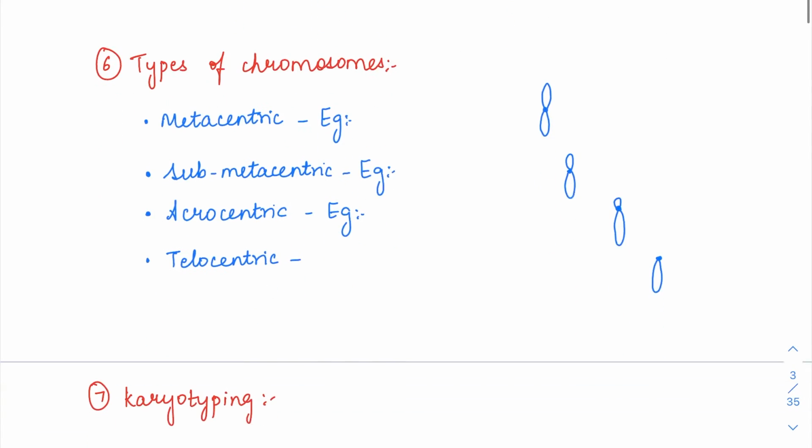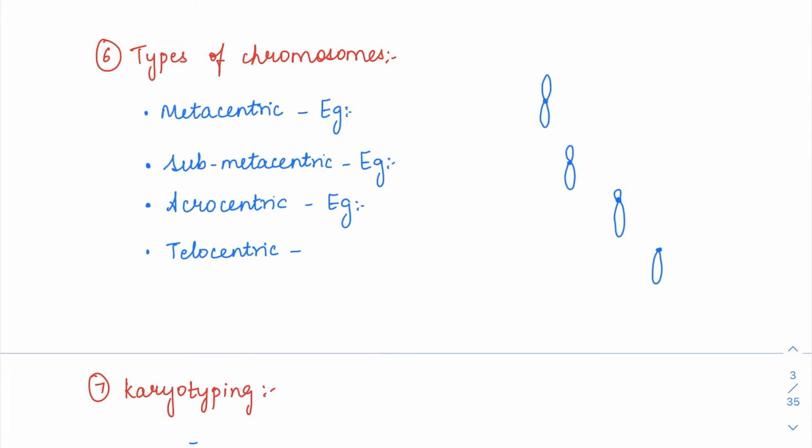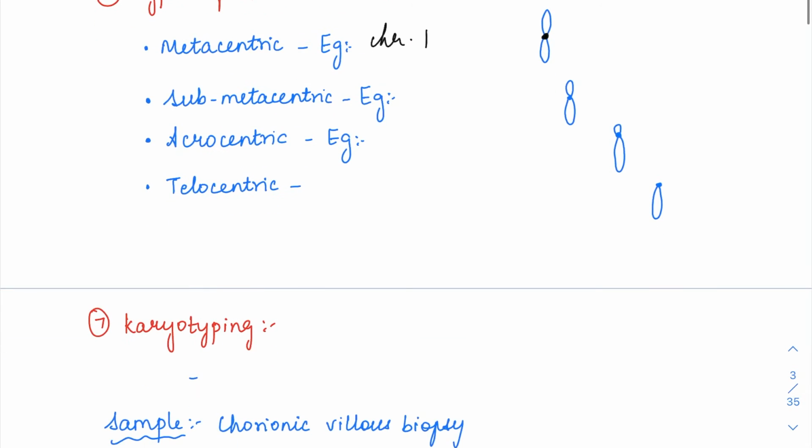So next we'll move on to the types of chromosomes. Based on the position of the centromere, we have 4 types of chromosomes: metacentric, submetacentric, acrocentric and telocentric. Metacentric is one wherein the centromere is present at the center, more or less at the center. The example of this chromosome will be chromosome 1. Submetacentric, as the name suggests, is near the central position. If this was the center, somewhere near it you are going to have the centromere. That is submetacentric. Example is chromosome X.